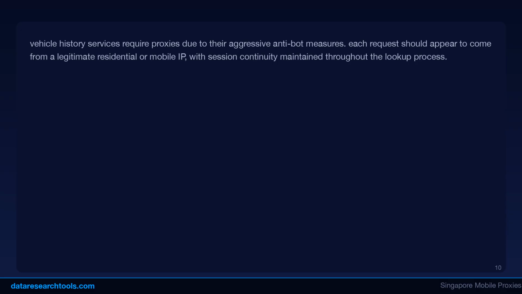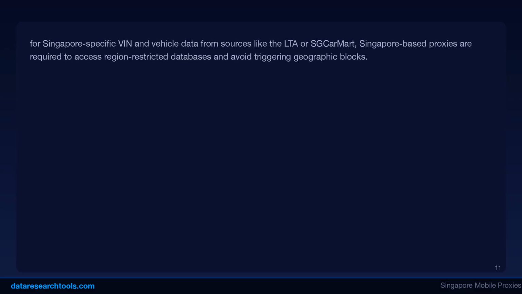Vehicle history services require proxies due to their aggressive anti-bot measures. Each request should appear to come from a legitimate residential or mobile IP, with session continuity maintained throughout the lookup process. For Singapore-specific VIN and vehicle data from sources like the LTA or SG CarMart, Singapore-based proxies are required to access region-restricted databases and avoid triggering geographic blocks.